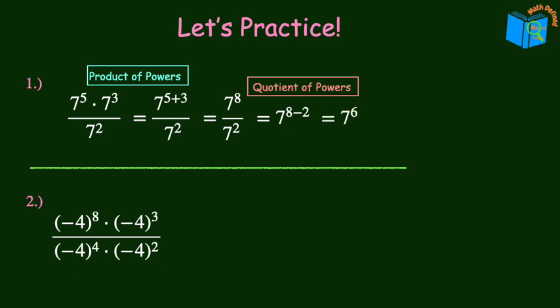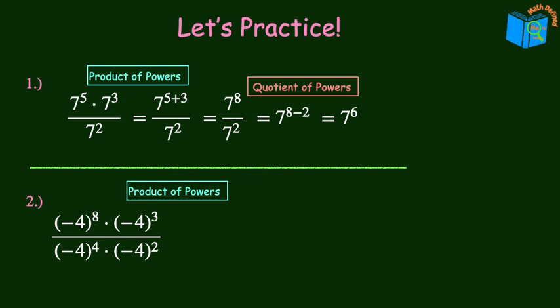This second problem might look a little complicated, but you simplify the exponents the exact same way as you did in the first problem. Since we have negative signs, it's important to pay attention to the parenthesis between the number 4 and the exponent. This means that everything inside the parentheses is the base, so the bases here will all be negative 4. In both the numerator and the denominator, we can use the product of powers rule because we have powers with the same bases being multiplied.